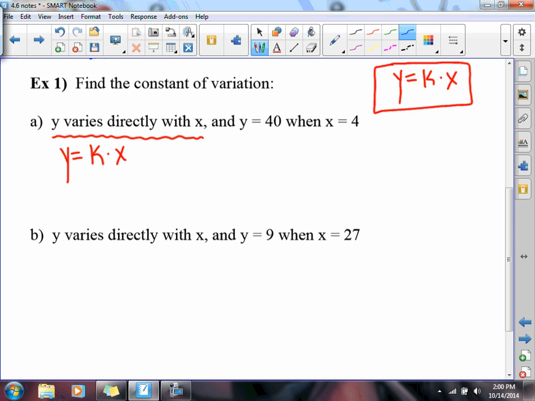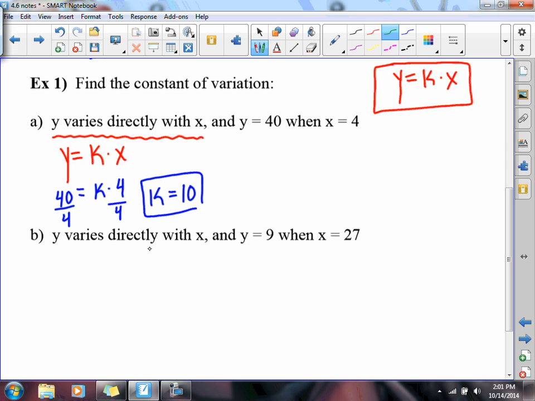So they tell you y equals 40 when x equals 4. So you're going to put 40 in there for the y and 4 in there for x. And then you can actually solve this for k. So I'd have to undo that multiplication by 4, so I have to divide. So now my constant of variation is 10. So let's try that again for part B.